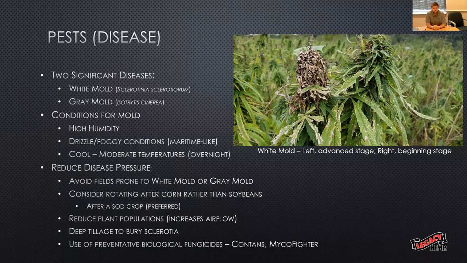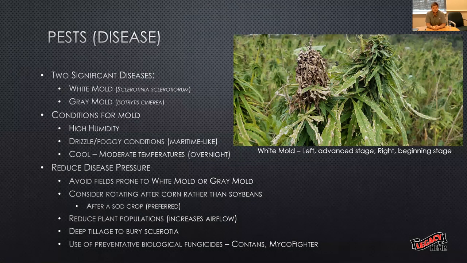So the first thing goes back to choosing the right fields. We want to avoid fields that have a history of white mold or gray mold. Those fields will have sclerotia bodies that will survive upwards of 5 to 7, 8 years in the soil. So it's a very long lifespan that these sclerotia bodies have. So if we've had problems in soybeans, we should be avoiding those fields with hemp. We should consider rotating after corn rather than soybeans in that scenario.